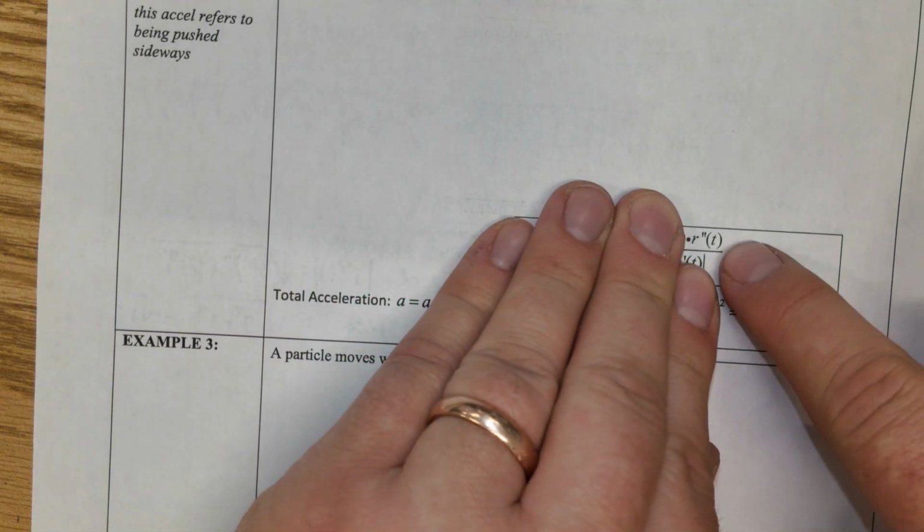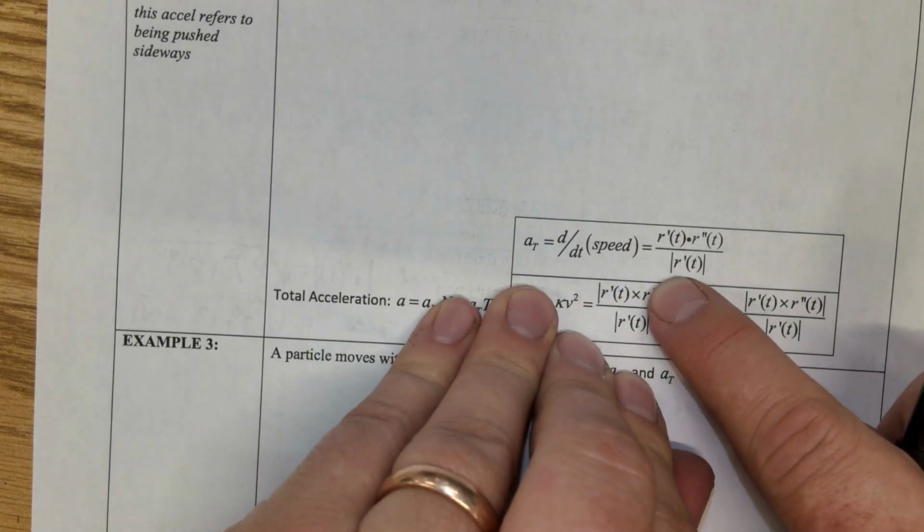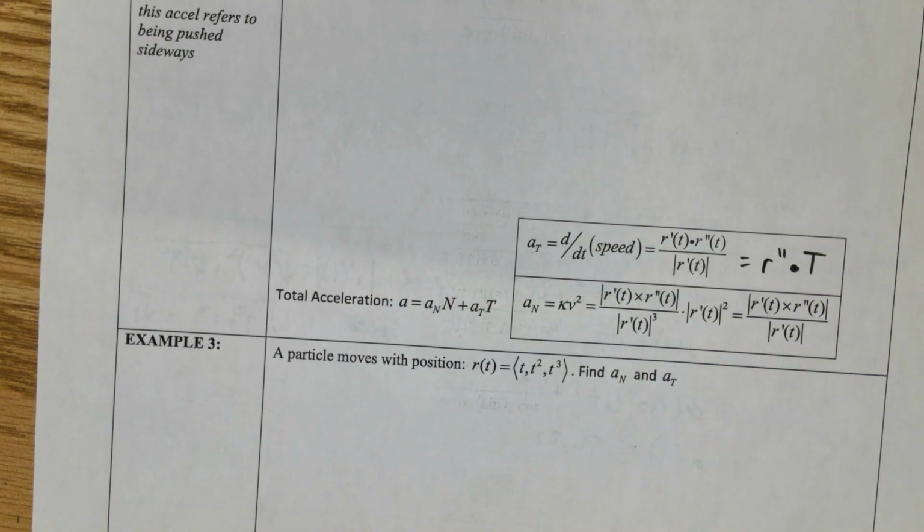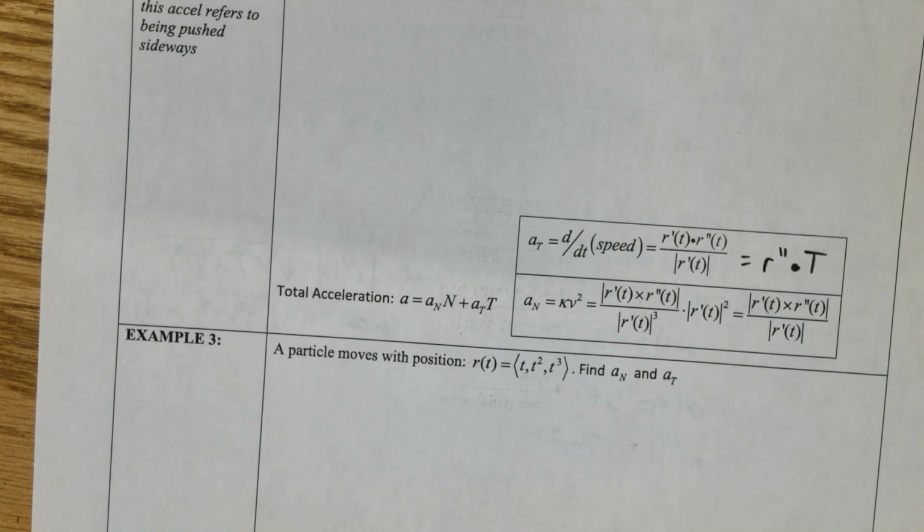This is a dot product. This is taking my second derivative and dotting it with t. How interesting. So how much is my second derivative going in the t direction?